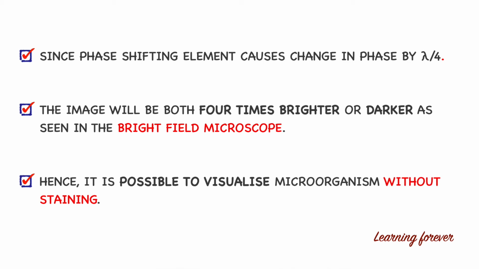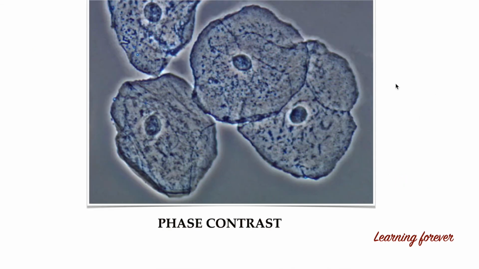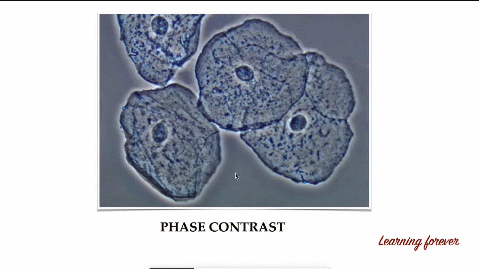Hence, it is possible to visualize microorganisms without staining. So this is how an image looks in phase contrast microscopy. You can see their periphery is bright, whereas internal structures are dark in color. As a result of this very good phase shift between the bright and dark, you can easily see internal structure of the bacteria or biological samples.